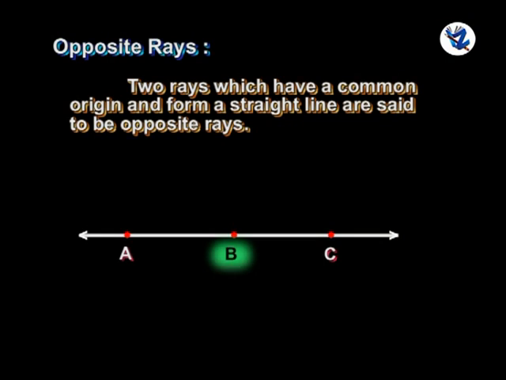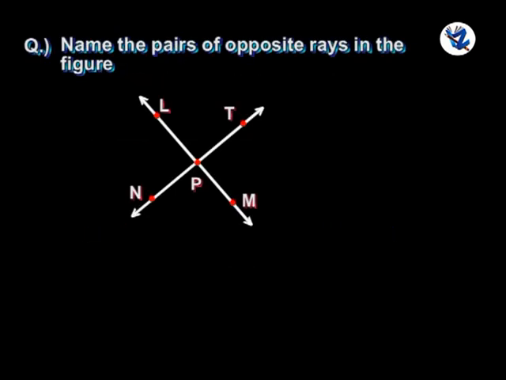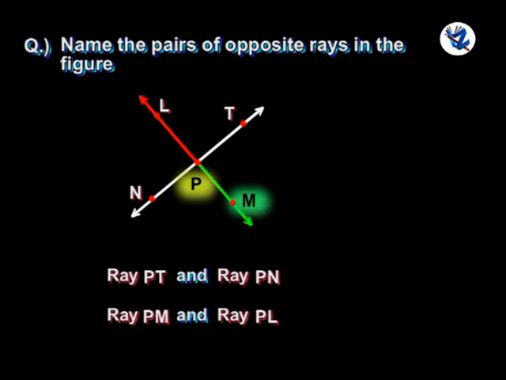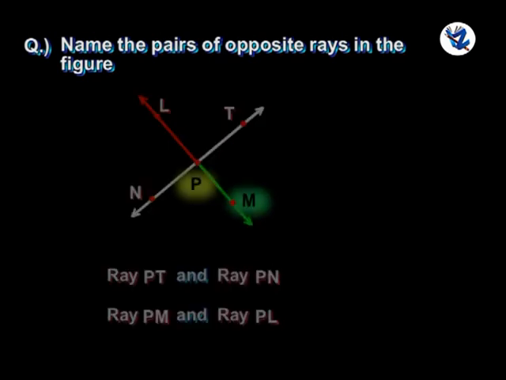Next, opposite rays. Two rays which have a common origin and form a straight line are said to be opposite rays. Name the pairs of opposite rays in this figure. Ray PT and ray PN, ray PM and ray PL.